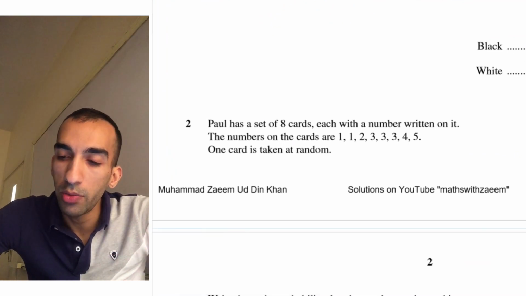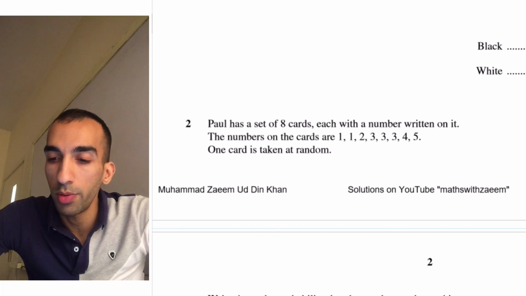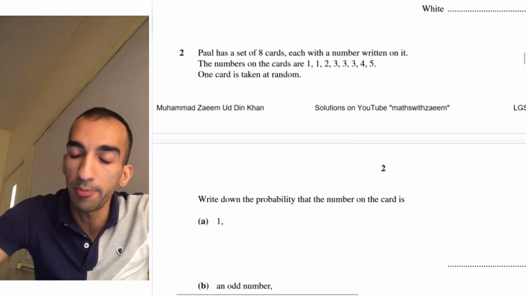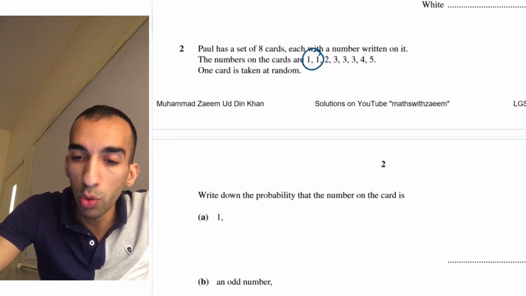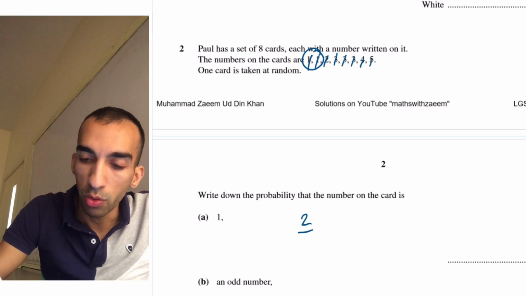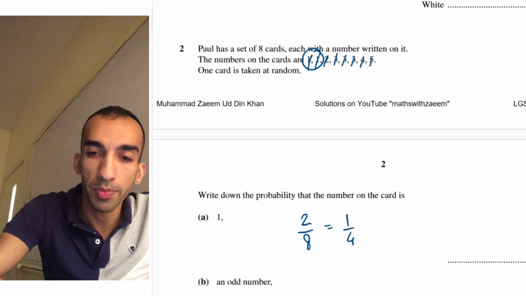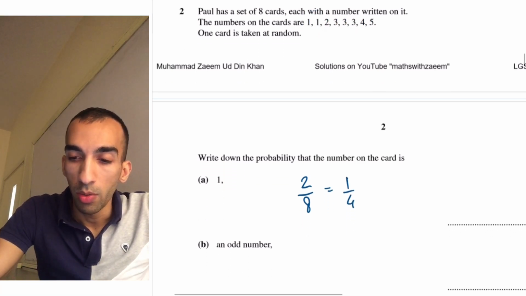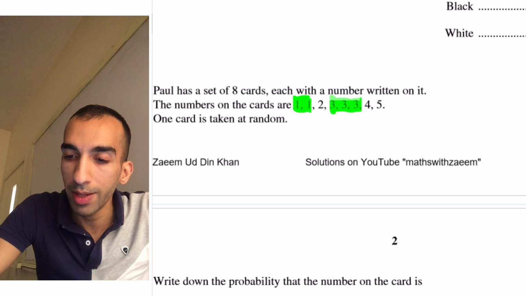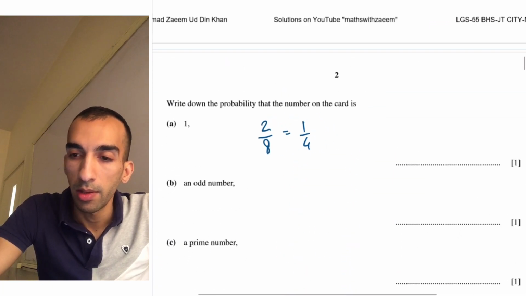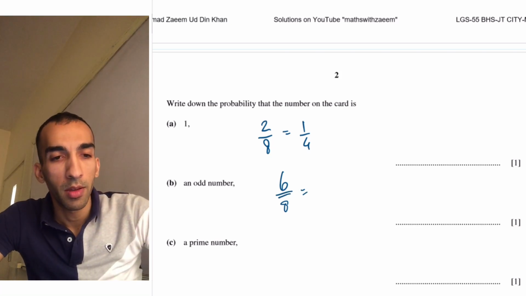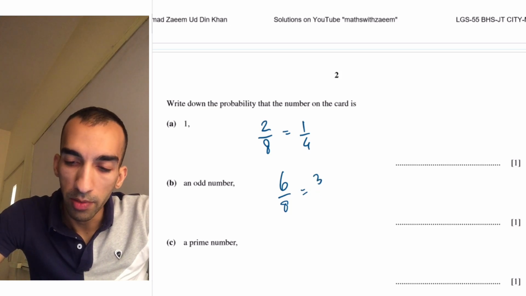Paul has a set of 8 cards, each with a number written on it: 1, 2, 1, 1, 2, 3, 3, 4 and 5. One card is taken at random. Write down the probability that the number is 1. Take a look, there are 2 ones, we're going to say 2. And how many numbers do we have? 1, 2, 3, 4, 5, 6, 7, 8. 2 by 8, or you can also write it as 1 by 4. The second part says probability that the number is odd. How many odd numbers do we have? 1, 2, 3, 4, 5 and 6. So that's 6 by 8. Or that simplifies, if we cancel it out with 2, we get 3 by 4.